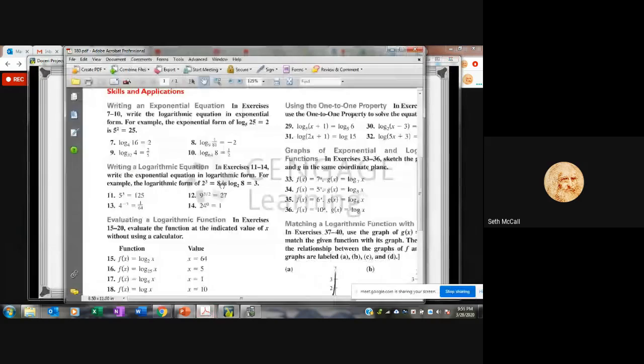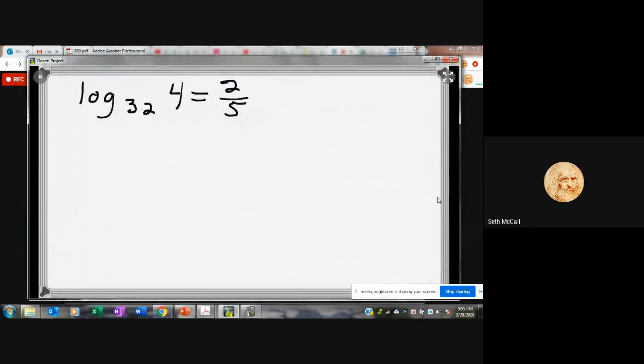The next problem that you needed to complete was log base 32 of 4 equals 2/5. Key in on the base of the log, that's 32. So that's going to become the base of our exponent, 32 to the 2/5 power is equal to 4.